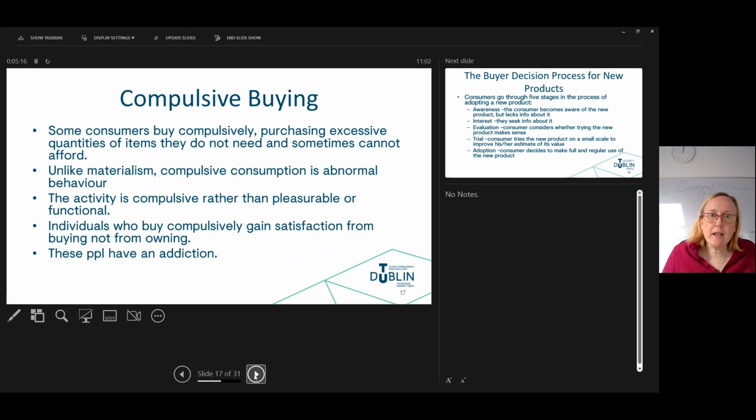Individuals who buy compulsively gain satisfaction from the act of buying and not from having it. Sometimes in extreme cases, for example, people may have an addiction to buying clothes, and they are buying clothes faster than they can wear them, and they're often re-gifting them or sending them to charity shops still with tags on them because they've never gotten around to wearing them. So these people have an addiction and should be referred to seek help.